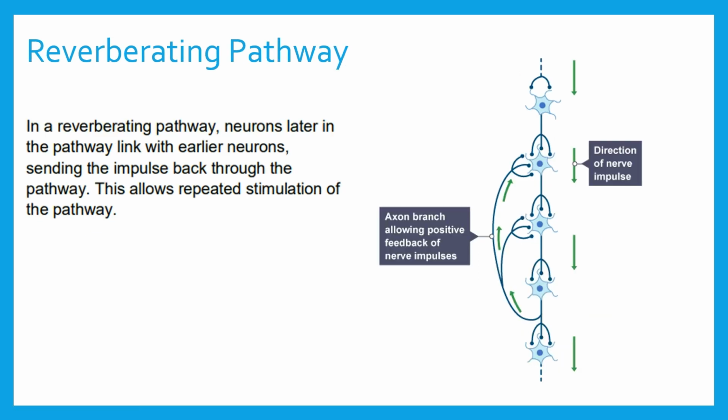And finally, we have the reverberating pathway, and this is where you have a neuron linking back with one earlier in the pathway, sending the impulses back, having them repeated throughout. So you get this repeated stimulation, so impulses travel along the pathway, you've got this link back to earlier, and the impulse is continuously sent through. So this is good for repeated actions, things like the breathing mechanism.